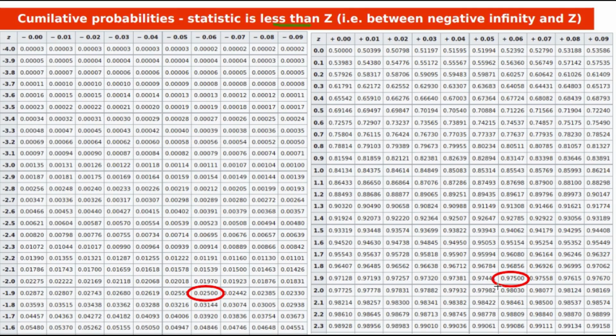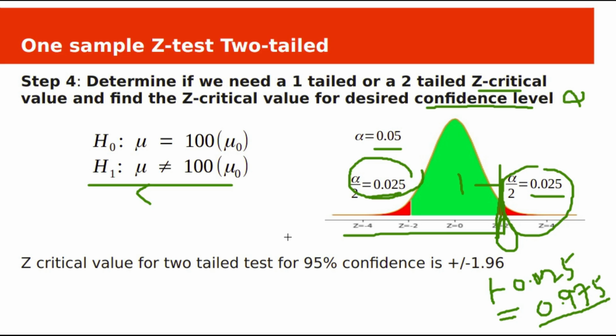Here is the cumulative probability 0.975 in this row, and in this column it is also 1.96, but here it is a positive sign because the normal distribution is symmetric. So you will have equal probabilities in the left half and right half of the distribution.